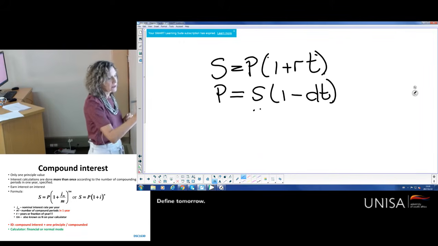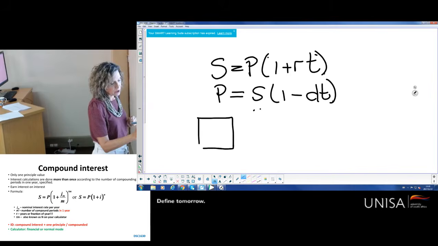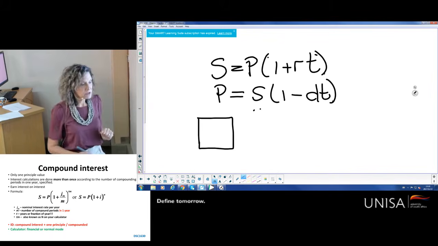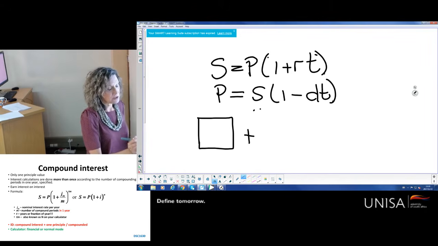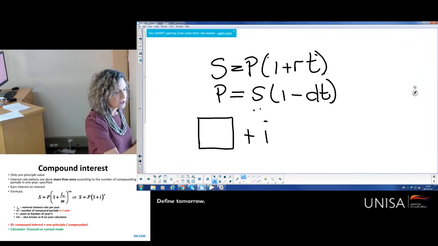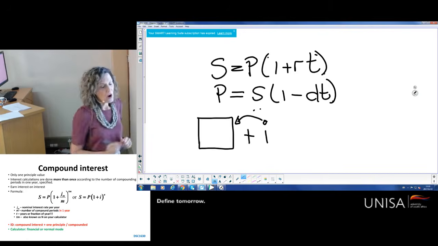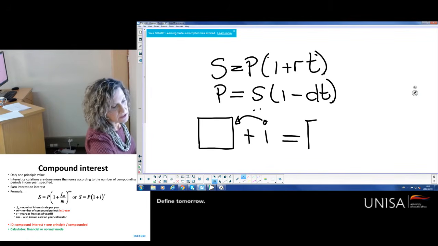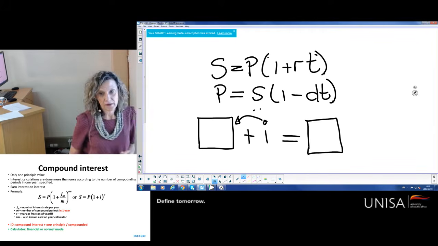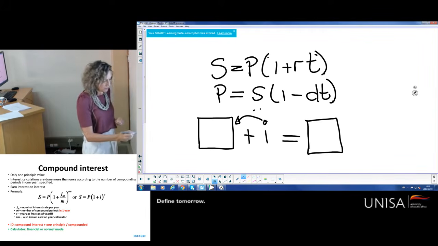Now, if we think of little blocks, that is our principal value. Looking at simple interest, our interest was calculated on our principal value. It was added to give us a bigger amount there. What happens with compound interest?